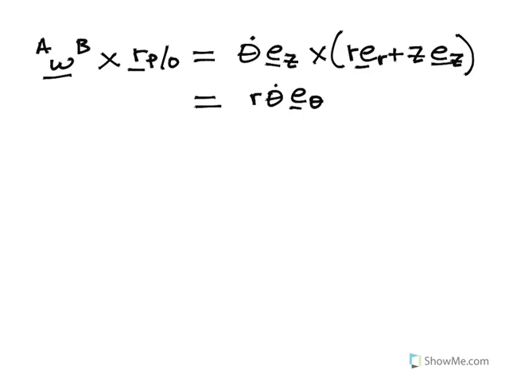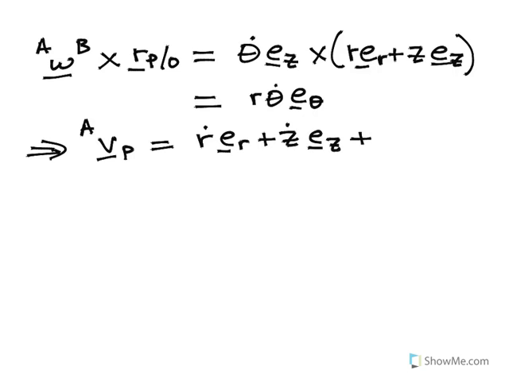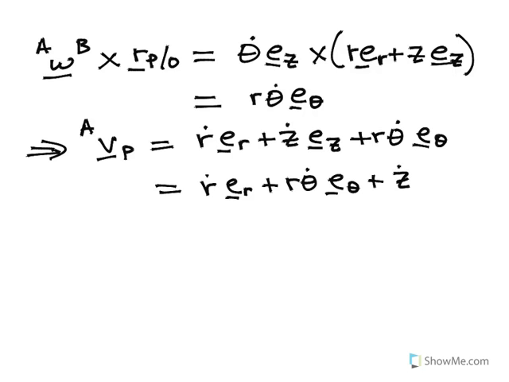EZ crossed with ER is E theta, and EZ crossed with EZ is 0. So that tells me that the velocity of point P in A is equal to r dot er plus z dot ez plus r theta dot e theta, which, putting the ordering back, is r dot er plus r theta dot e theta plus z dot ez.